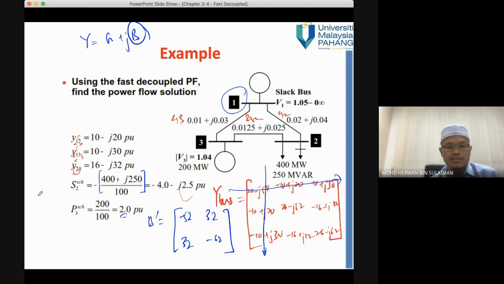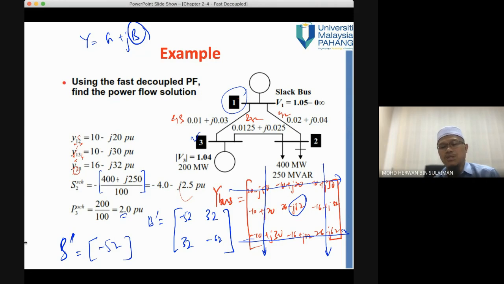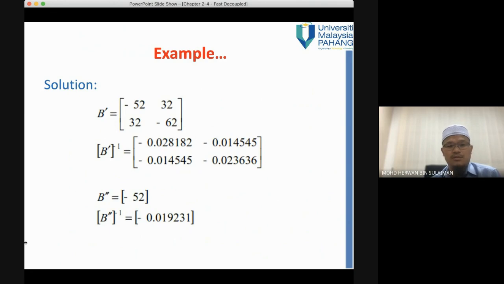Next ialah B double prime. So B double prime dia ialah N tolak 1 tolak PV bus. So sekarang ni oleh kerana you punya bus ada 3, so 3 tolak 1 tolak 1 tinggal 1 lah. So 1 kali 1. So nak tolak yang mana? Sebab PV bus kita dekat bus 3, maka dekat kolom 3, row 3 kita kena buang. Kolom 3, row 3 buang. So ambil yang tinggal. Yang tinggal hanyalah negatif 52. So itu you dapat B prime dan B double prime.